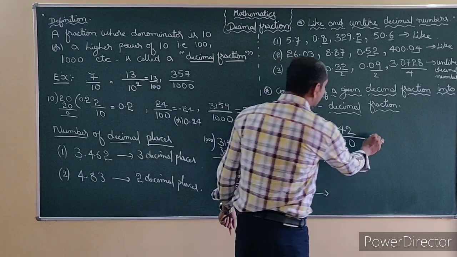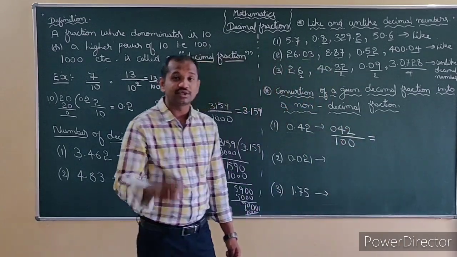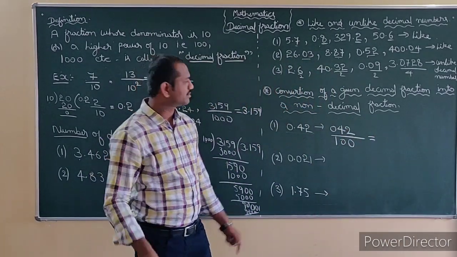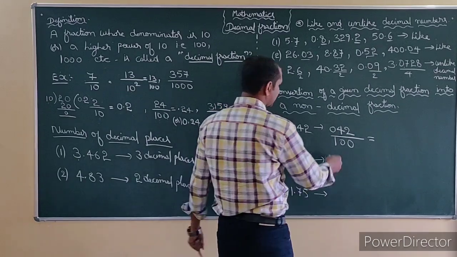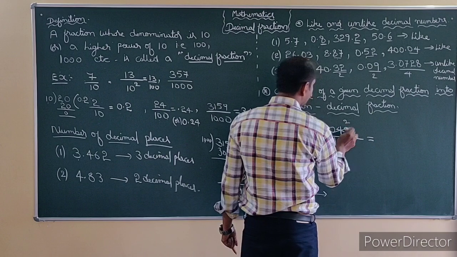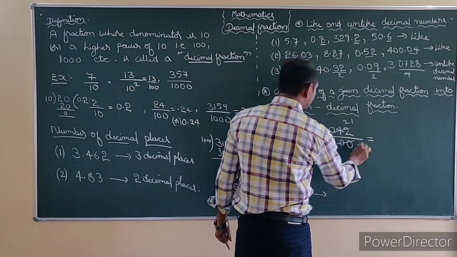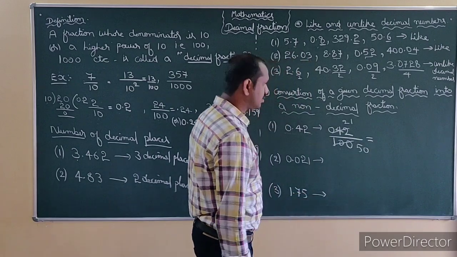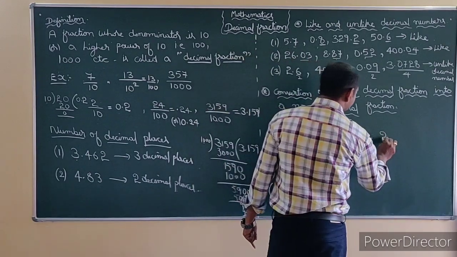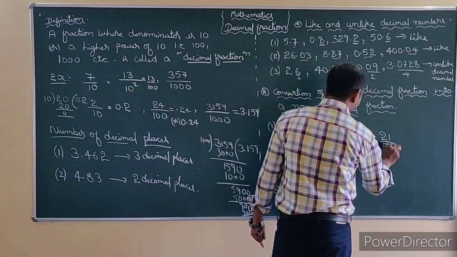But a fraction, I cannot leave in this form. I should reduce it to the lowest form. Can I reduce this 42 by 100? Yes, in the 2 table we will start. 2 2s are 4, 2 1s are 2, 2 5s are 10. Further we cannot reduce. So this is your final answer: 21 by 50.